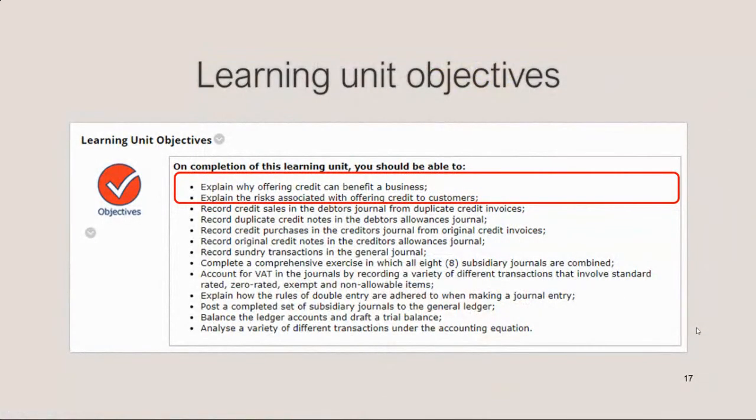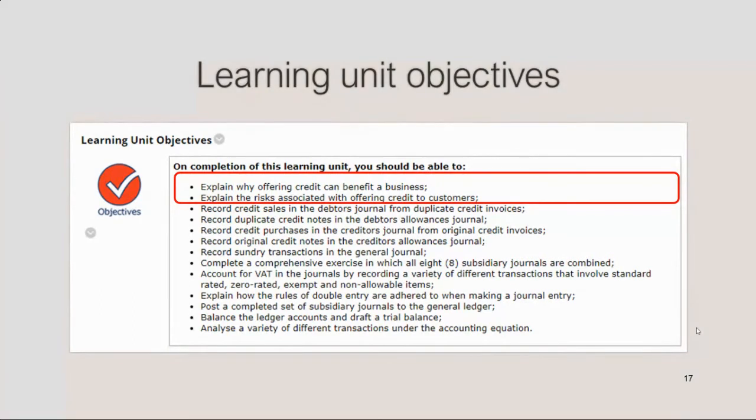Now, for this learning unit, the learning objective specifically is to explain why offering credit can be a benefit of a business. So today we're going to look at that. To explain the risk associated with offering credit to your customers. So normally if you provide credit, there is some component of risk and you need to be able to explain what those risks are. Then you need to be able to record your credit sales.